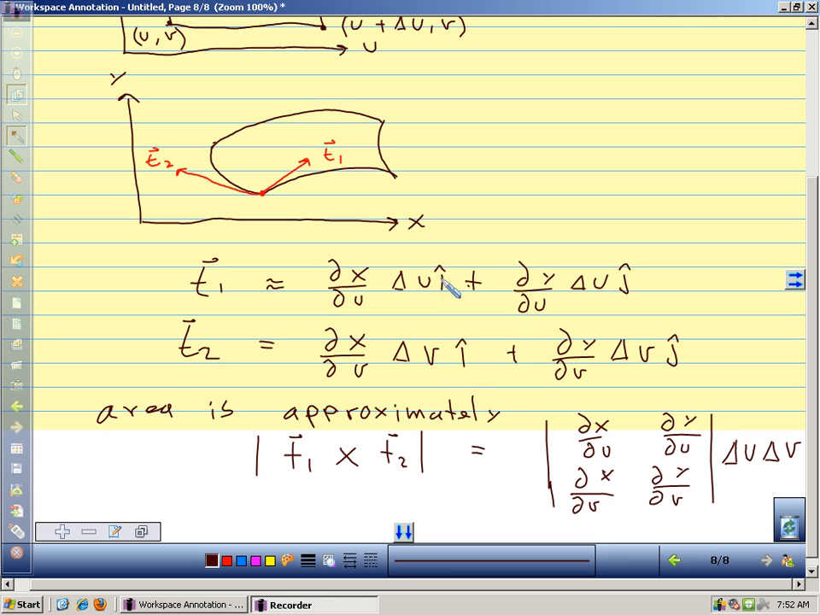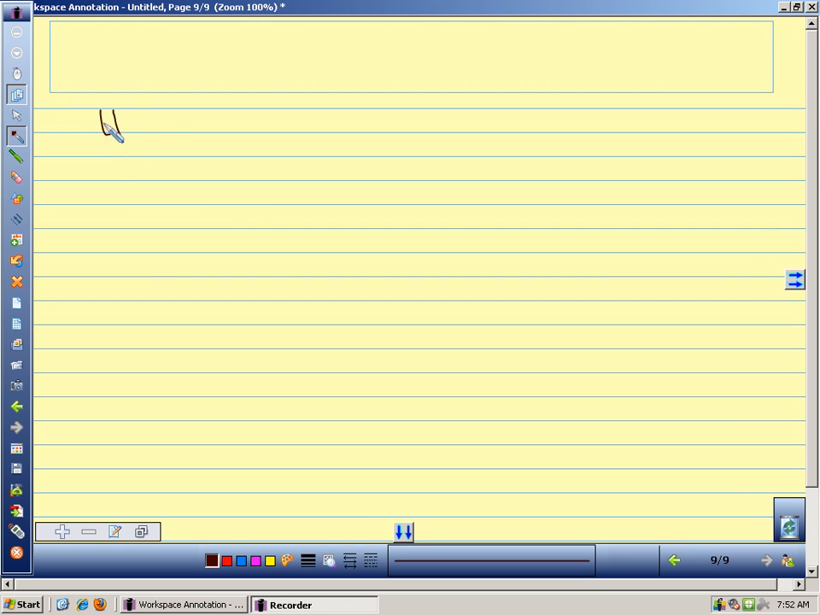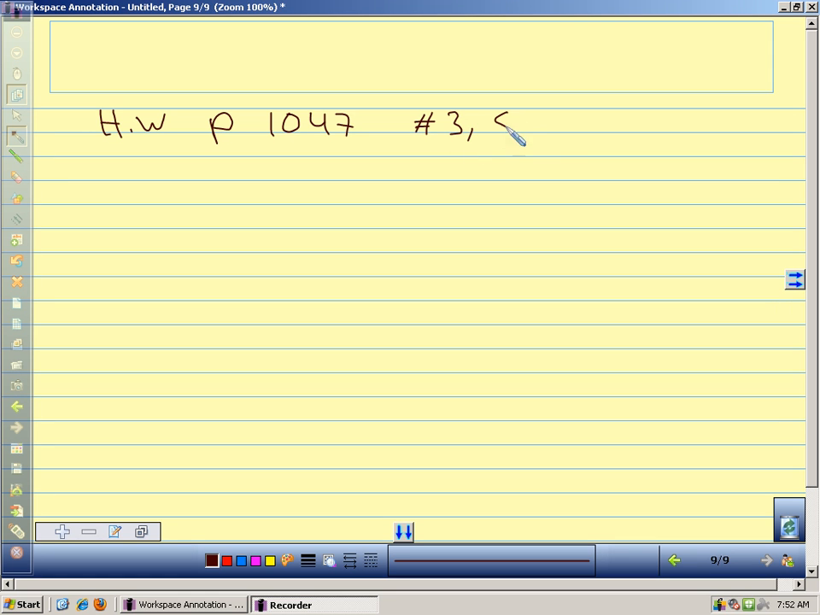There'll be one Jacobian on the test because it takes a fair amount of calculation. So your take-home portion is going to be your Jacobian. So homework.